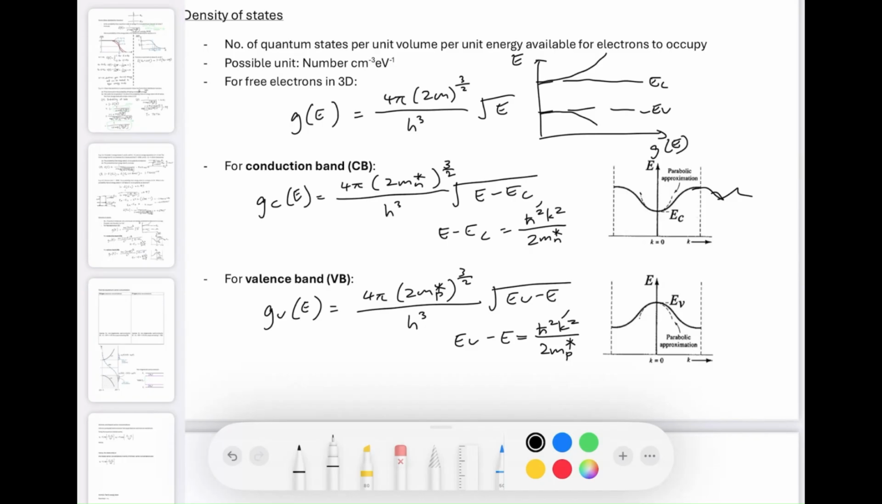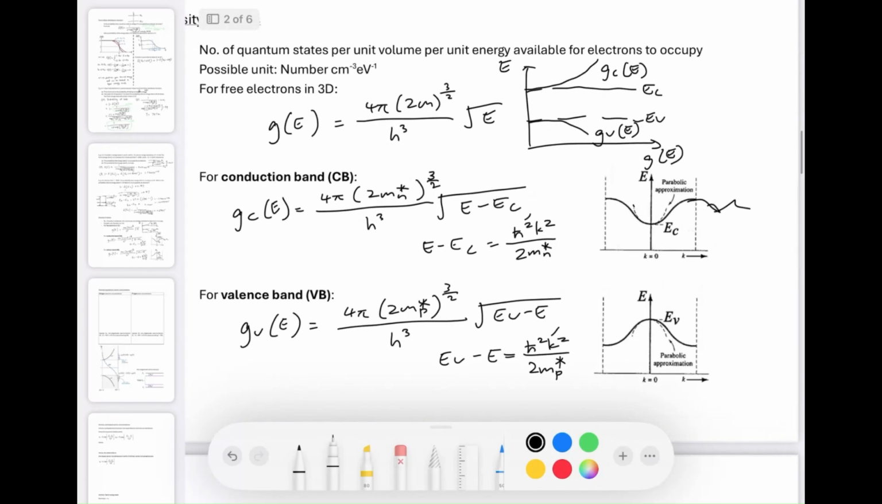These two curves may not be mirror images, because it depends on the effective mass of the electron and hole, and the effective masses of the electron and hole may not be the same. So it may not be mirror images, but how exactly the curve looks is dependent on the effective mass of the electron and hole.